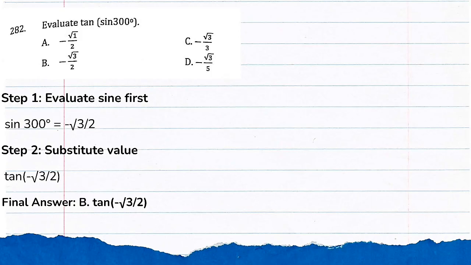Is this a special angle? No, it's not one of the standard angles. So the answer stays as tangent negative square root of 3 over 2 because it cannot be simplified further.